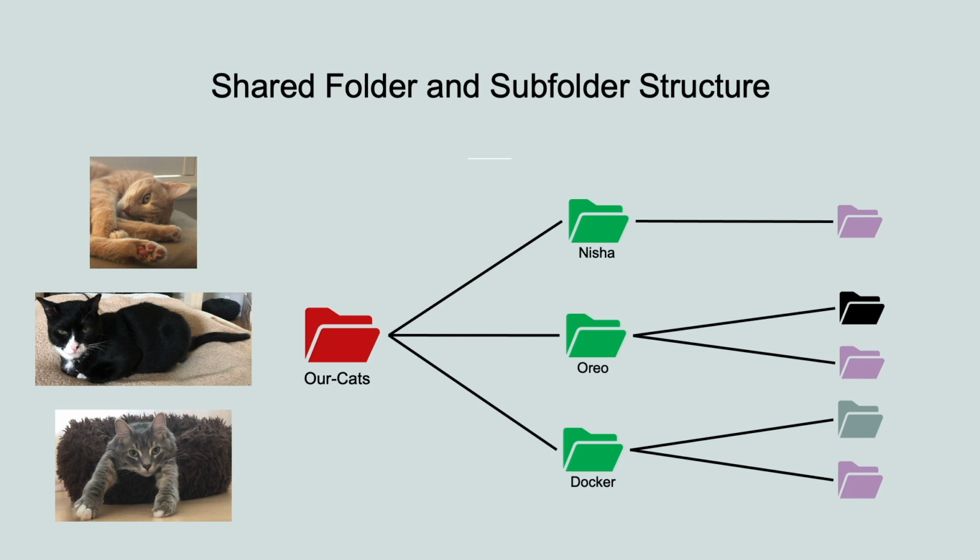Within each subfolder, I'll create additional subfolders for Nisha, but for Oreo and Docker, I'll create a subfolder only within their specific parent folder. For permissions, I'll set up Nisha with access to all files and folders. Like in the real world, we let Nisha generally go where she wants because she doesn't tend to jump on things or eat things that she shouldn't. For Oreo and Docker, they can get themselves into some trouble, so we limit their access a little.